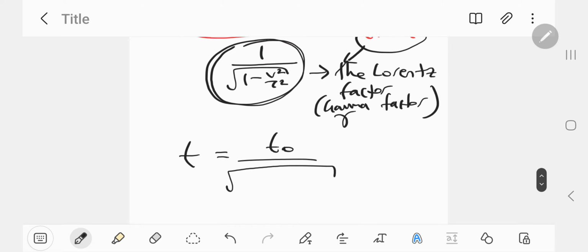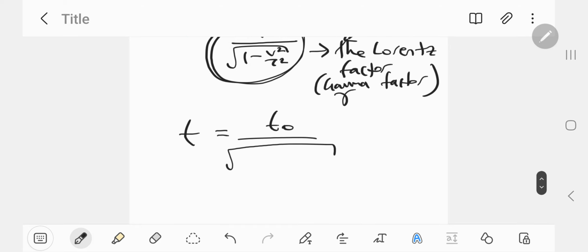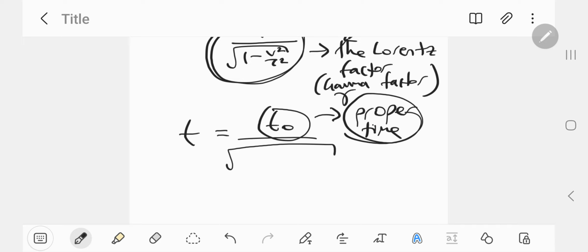Let's suppose, so T, as we established, is the time. So this is my time. This is what I see. This is the time I see experienced by the spacecraft. And T sub naught is the time experienced by an observer at rest relative to the spacecraft, that's moving with the spacecraft. T sub naught is also known as the proper time. The time you measure in your reference frame is called the proper time.